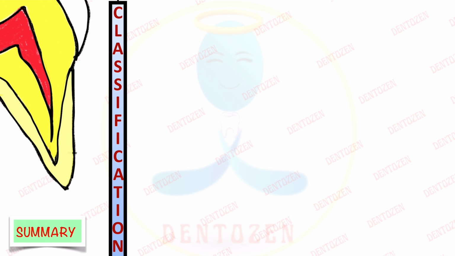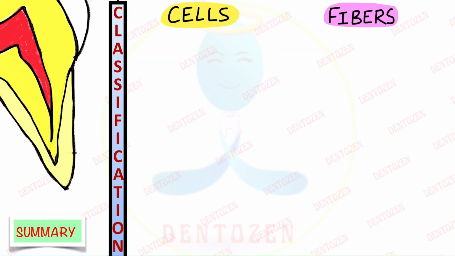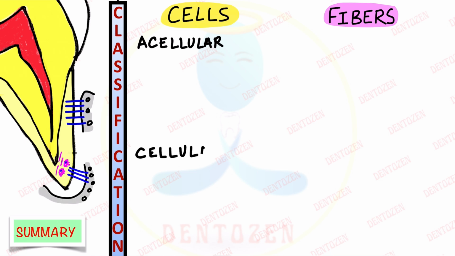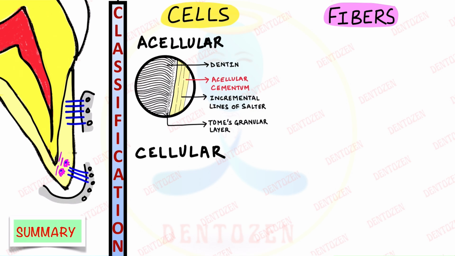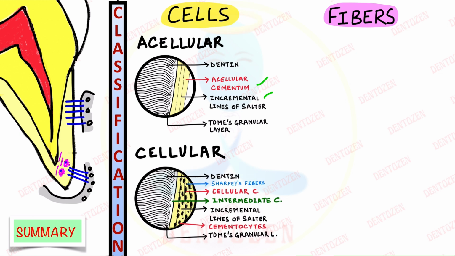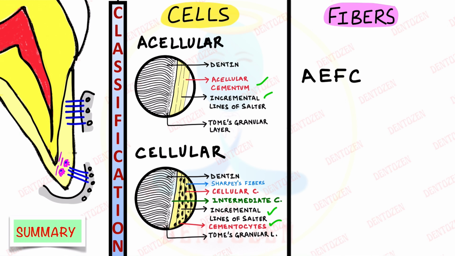So now we have come to the summary of the classification. As I said, you just need two things, that is cells and fibers, to remember the entire classification. So based on cells, it is acellular and cellular. In acellular, no cells are there, incremental lines are closely placed. In cellular, you will see the cementocytes, and you will also see that incremental lines are widely placed and it is thicker. Based on fibers, first is acellular extrinsic fiber, where we have extrinsic fibers and the cementoblast from HERS. Cementoid is not seen, it is seen in single rooted teeth, and its role is anchorage.